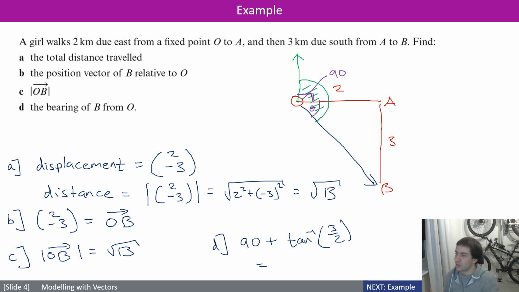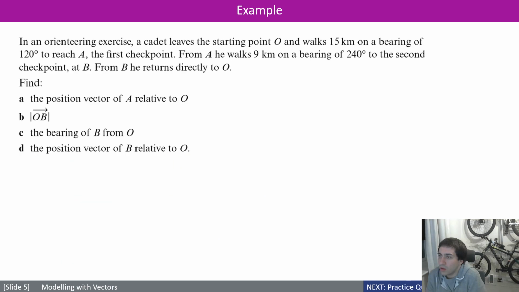I don't have it in front of me. So tan inverse 3 over 2 plus 90, and you've got your answer. Okay, simple example. Okay, so then final example. Let's take a look at this one.